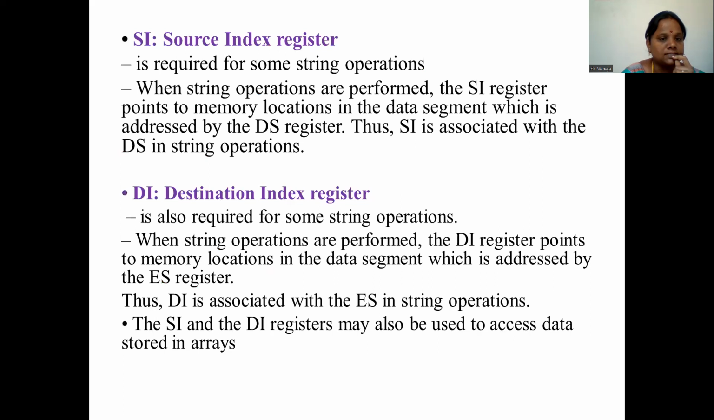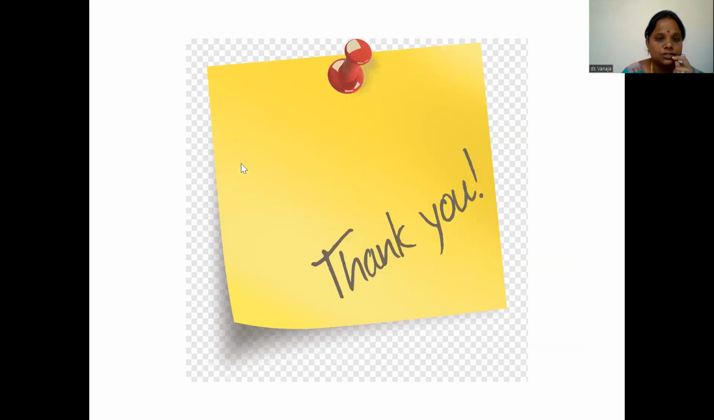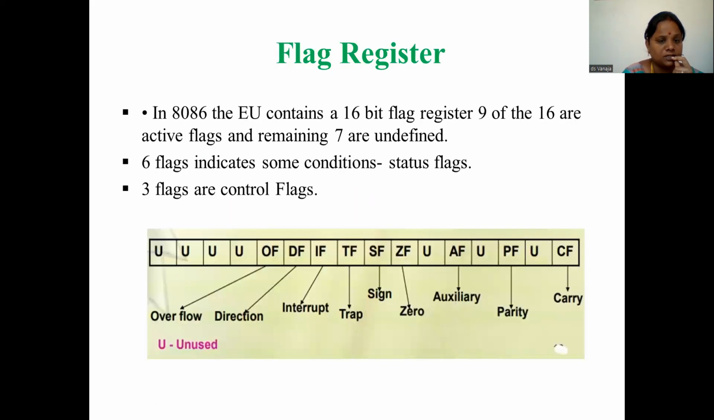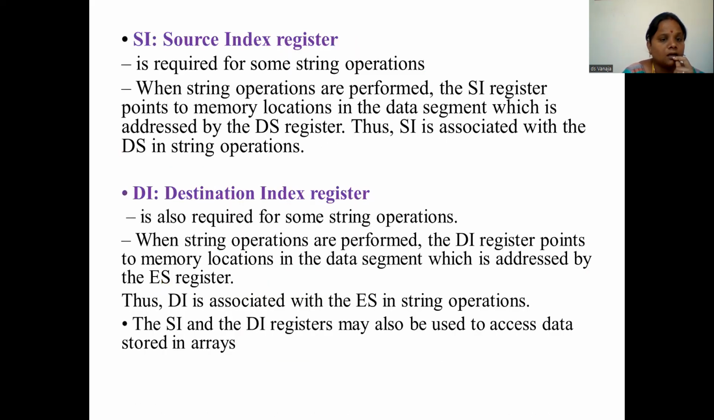Coming to the source index and destination index registers, the SI is required for string operations. It is associated with the data segment in string operations. Coming to the destination index, it is also required for some string operations. The DI is associated with the extra segment in string operations. Both SI and DI registers may also be used to access data stored in arrays.